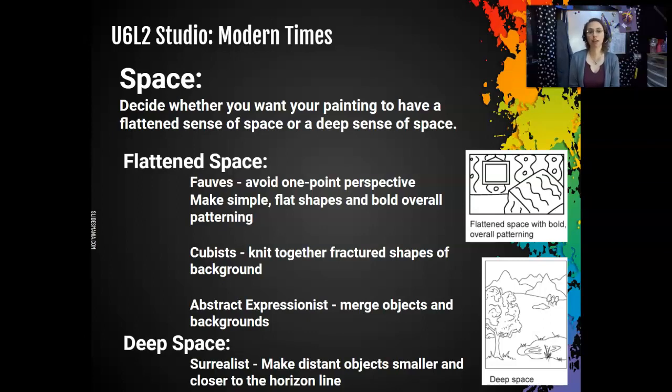Now, the surrealists went a different direction with space. If you wanted to mimic the surrealists like Salvador Dali, you would use some sense of perspective. So you're going to make objects that are farther away smaller and closer to the horizon line, and objects that are closer to you are going to be larger. So you can decide which of these styles you're mimicking and keep these simple concepts in mind as you try to pursue that style.